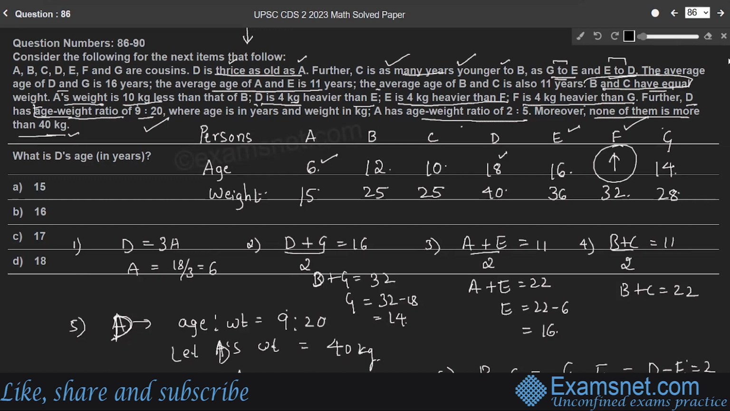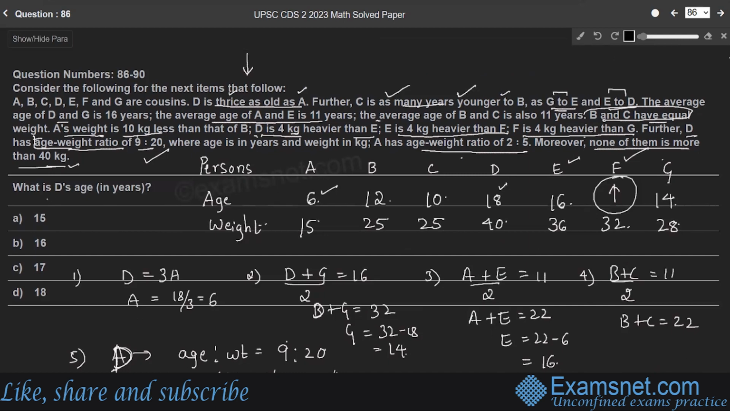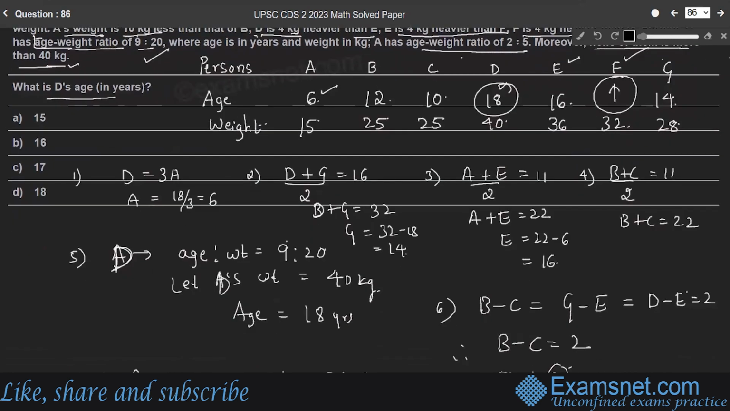Coming back to question number 86: what is D's age in years? D's age is 18 years. Therefore D is 18 years old, option D. Option D is the right answer.